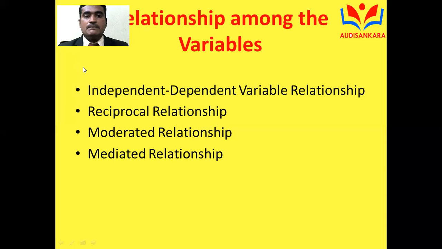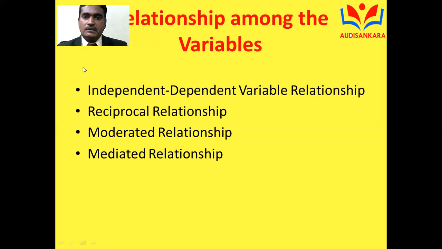That's what we call the reciprocal relationship. It can be a moderated relationship, as we discussed earlier, and it can be a mediated relationship. It is a triangle relationship, a mediated relationship, right? So a relationship can be mediated, moderated, or reciprocal, in the sense of two arrow marks. And the independent and dependent variable relationship is a one-directional relationship.